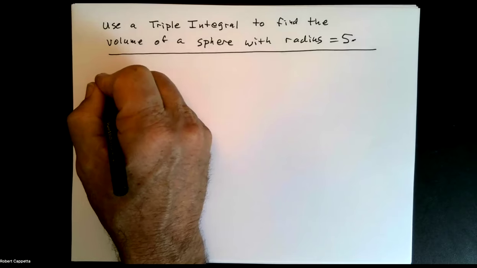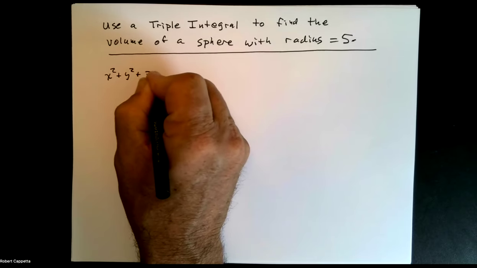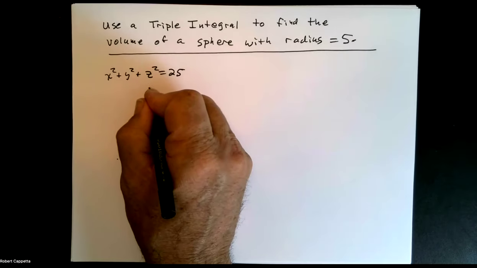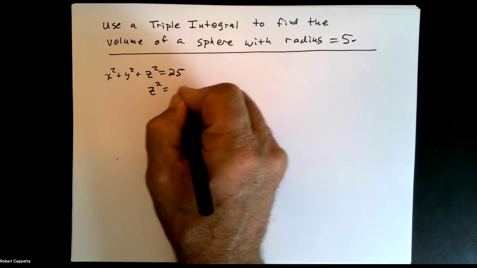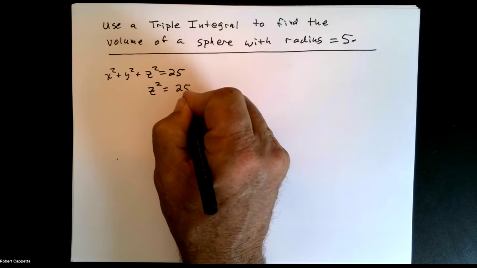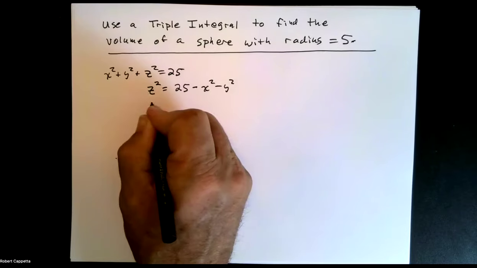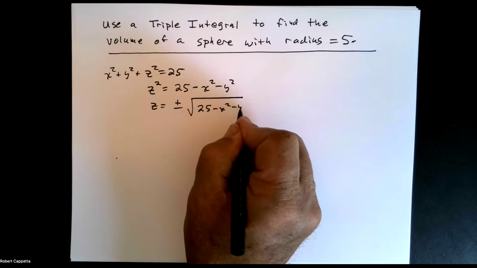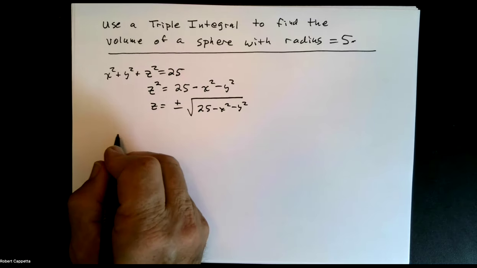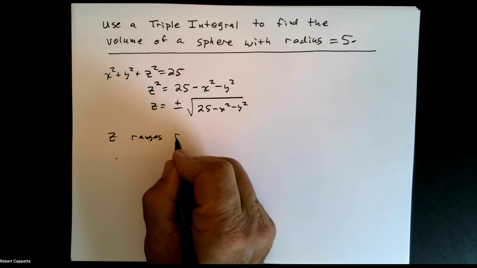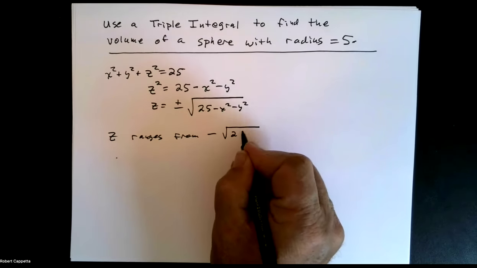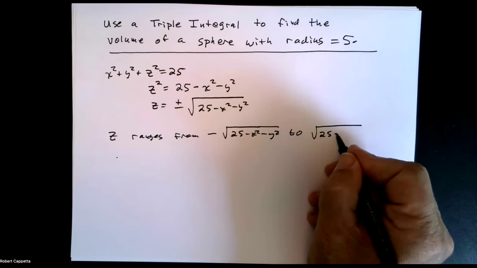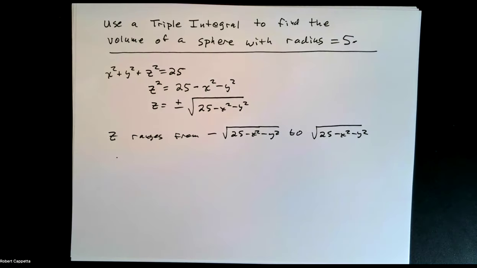So let's think what that would be. Again, we have our equation, x squared plus y squared plus z squared equals 25. And I want to figure out what that is as a sort of function, although it's going to violate the vertical line test. But what surfaces does z range from? Z squared is 25 minus x squared minus y squared, so z is plus or minus the square root of 25 minus x squared minus y squared. So z ranges from negative root 25 minus x squared minus y squared to positive root 25 minus x squared minus y squared. So we get that, which is good.